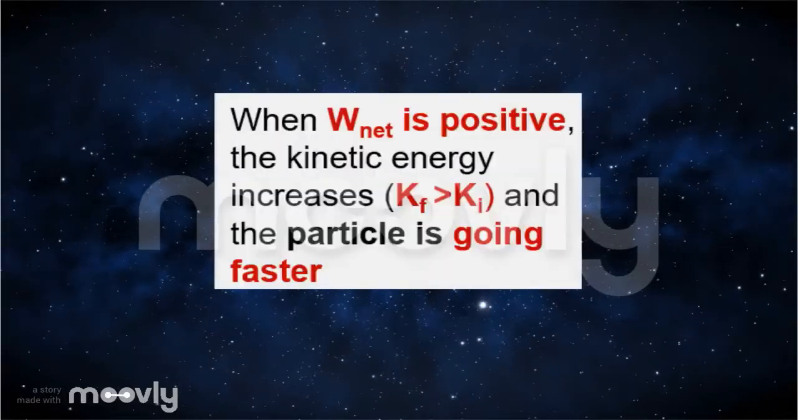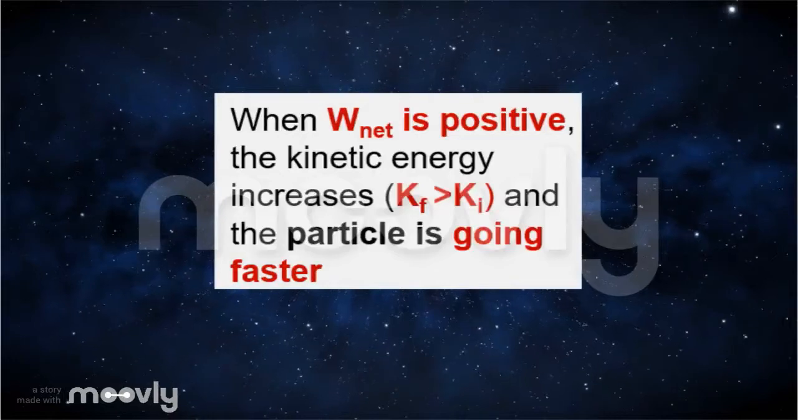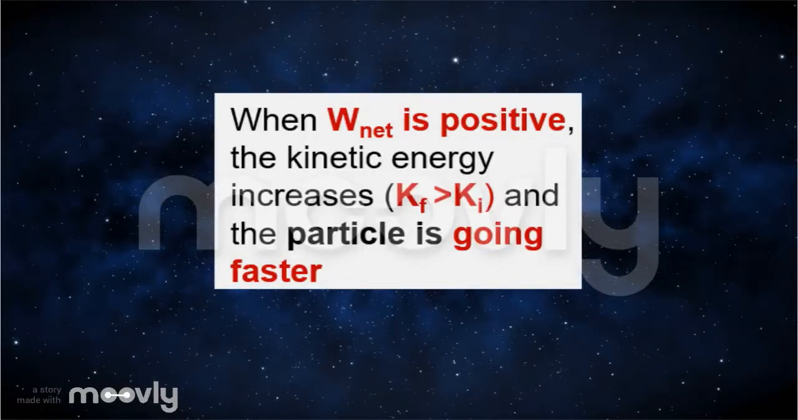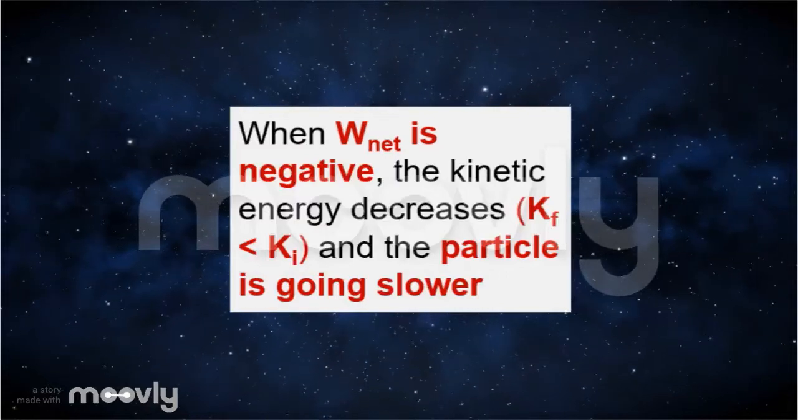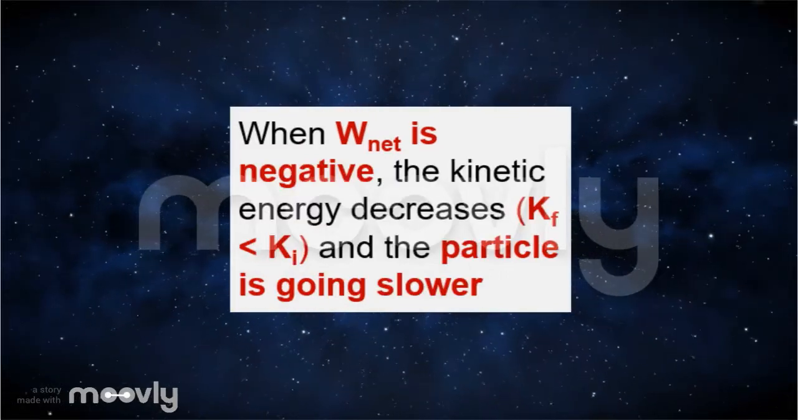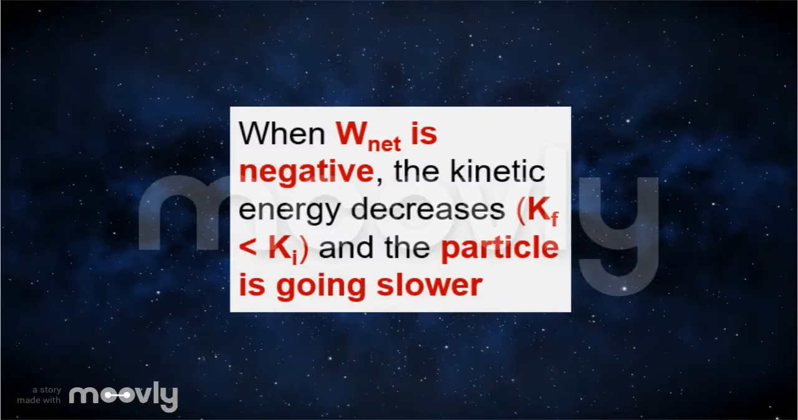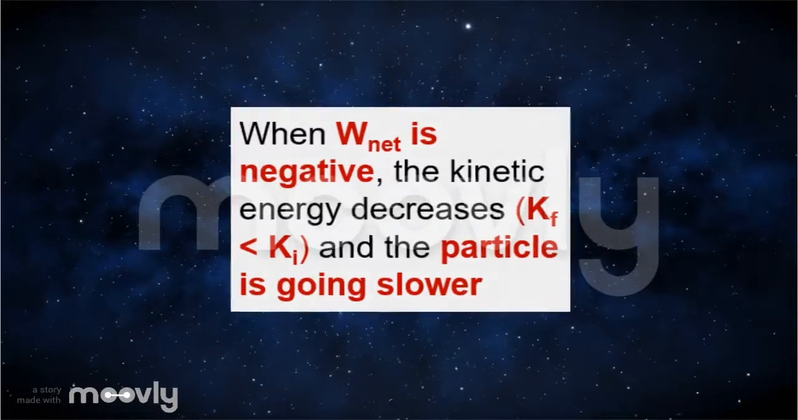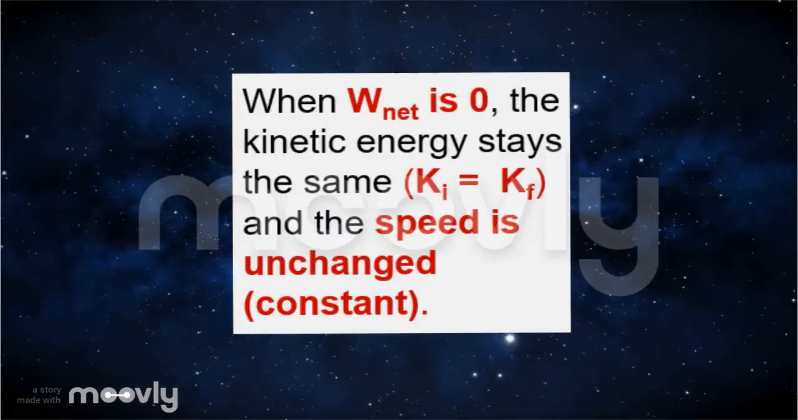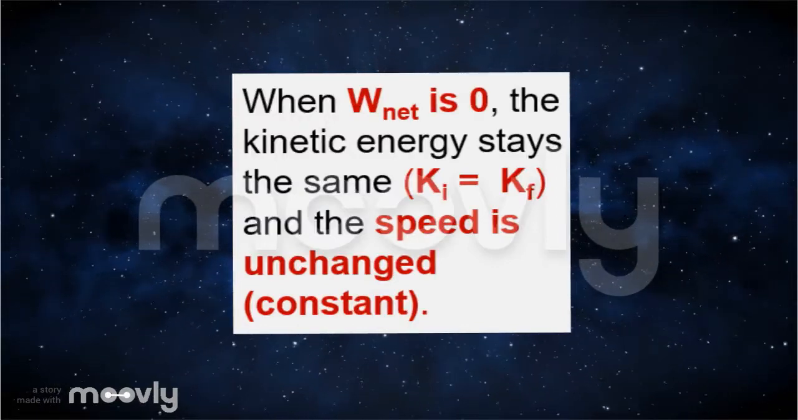It is important to note that the net work done is positive if the kinetic energy increases, or if the particle is going faster. And vice versa, work done is negative if the kinetic energy decreases, or the particle is going slower. And the net work done is zero if the kinetic energy stays the same, or the speed is constant.